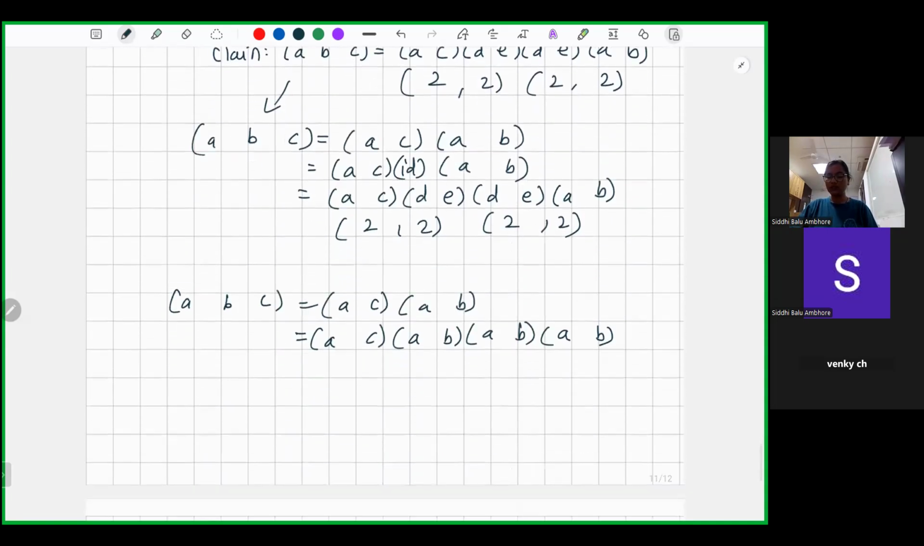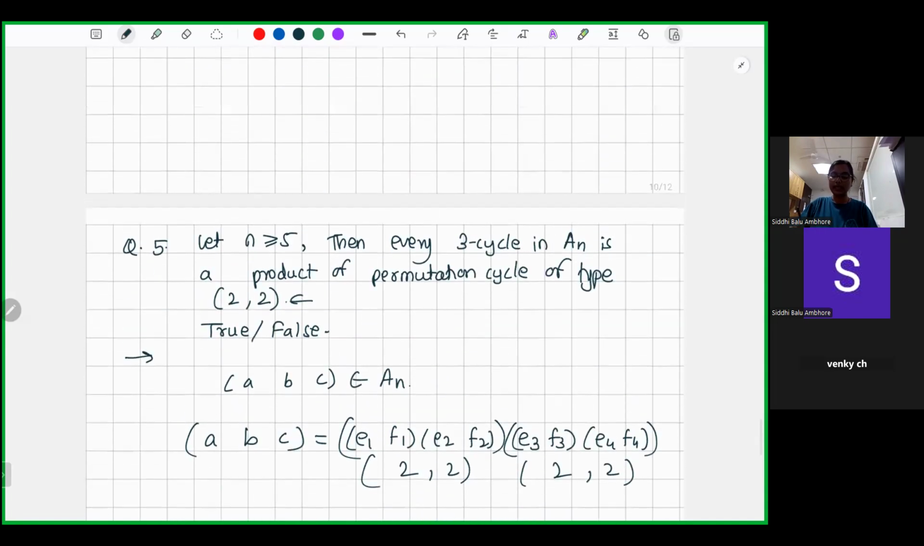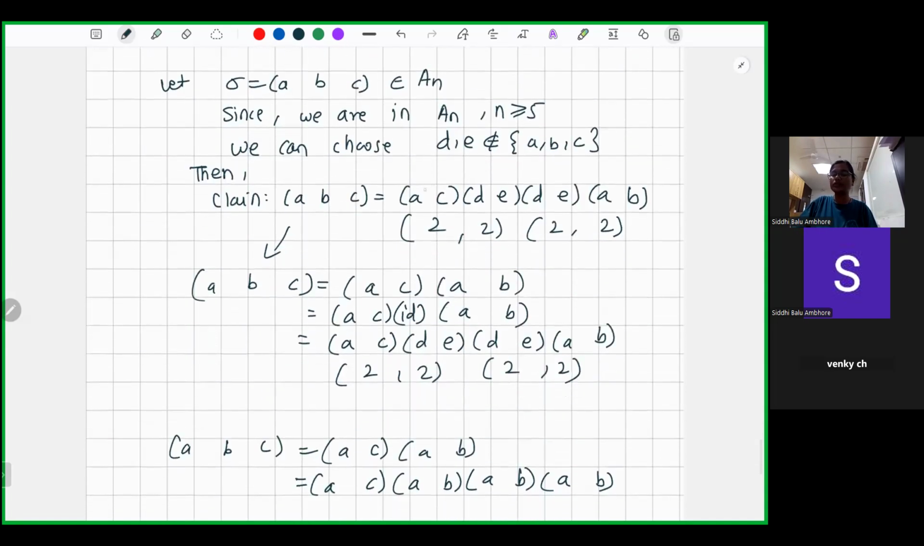Okay, so I hope this was okay. That's why we need n to be greater than or equal to 5 to make sense of these things. Otherwise, it won't make sense to declare that this is a 2-2 cycle, because even if we take n equal to 4, we can't express that. We will not have this as a 2-2 type cycle there. Any doubts here? This was quite easy. Yes, any doubts?